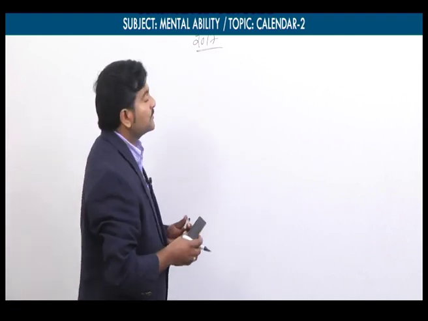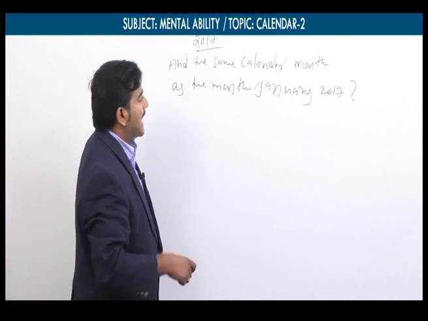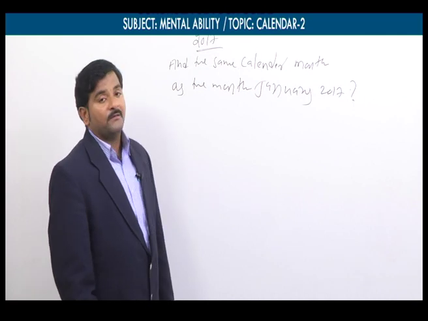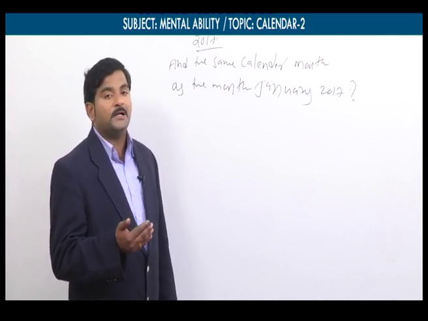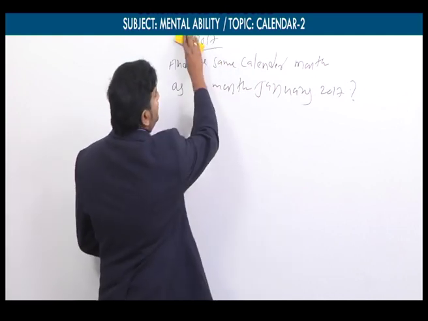So he is framing the question like this: find the same calendar month as the month January 2017. ఆ క్వశ్చన్ మీనింగ్ ఏంటండి, 2017వ సంవత్సరంలో జనవరి నెలను పోలినటువంటి నెల తిరిగి అదే సంవత్సరం మళ్ళీ ఎప్పుడు వస్తుంది అనే దాంట్లో ఉన్న కాన్సెప్ట్.